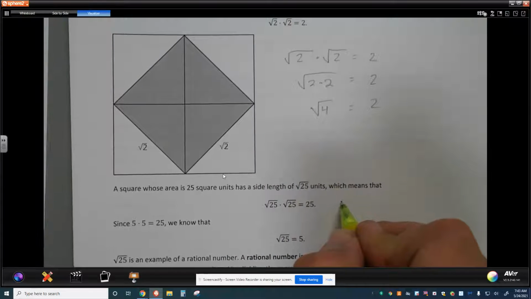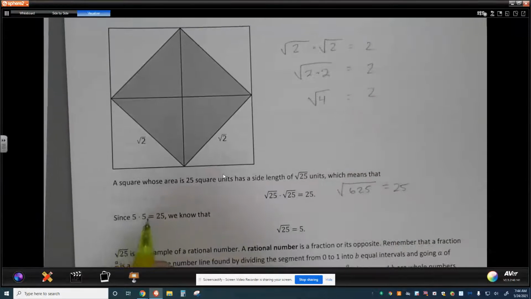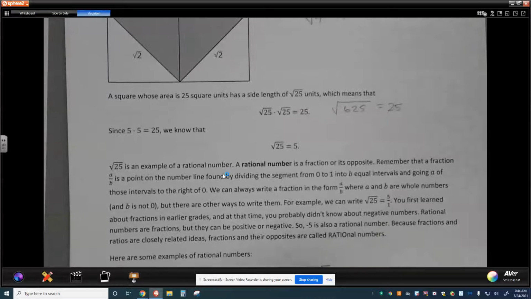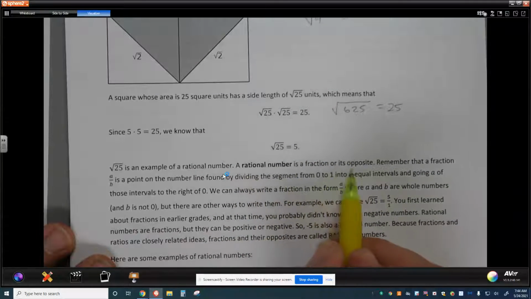Or we can also think about it like this: square root 25 times square root 25 is square root 625, which equals 25. But we also know that 5 times 5 is 25, and we know that square root 25 is 5. So square root 25 is an example of a rational number. A rational number is a fraction or its opposite.